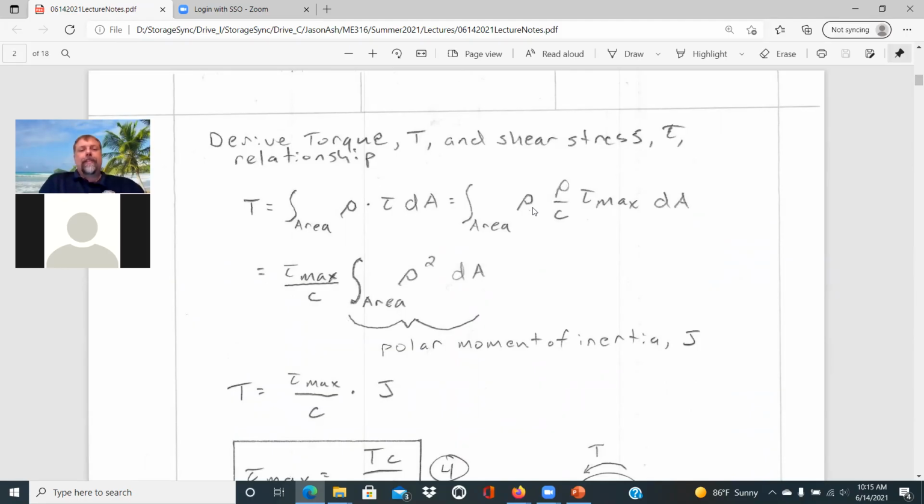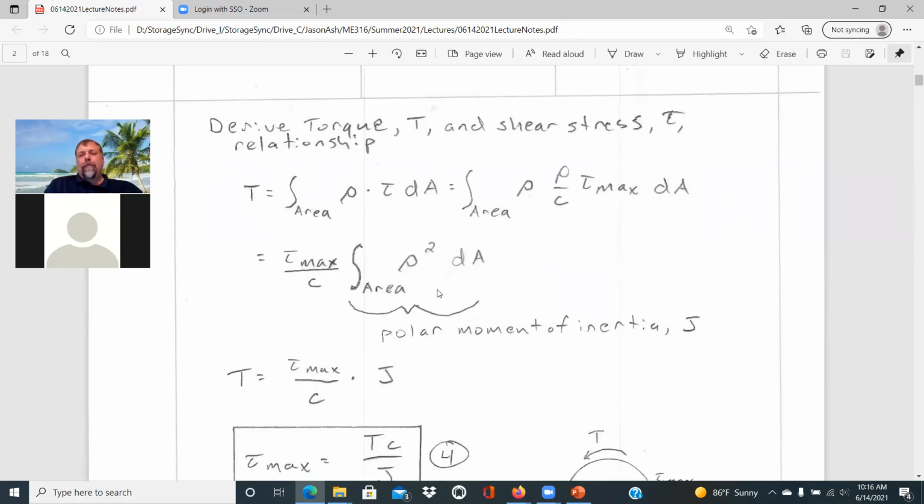This integral expression is known then as the polar moment of inertia, J. And it's really an object's resistance to torsional deflections. As J increases, things will twist less from that standpoint. And so we'll talk about this polar moment of inertia moving forward. But for now, let's just replace that integral expression with J.